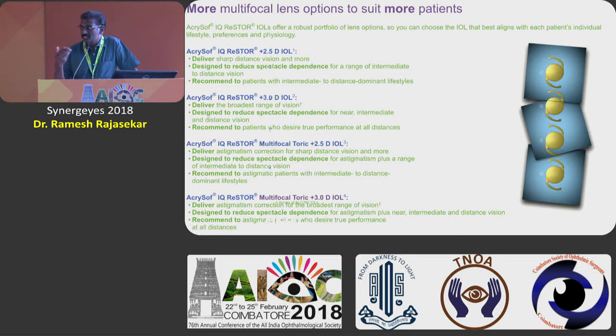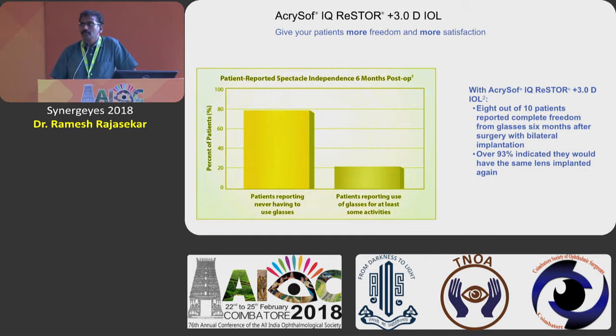If we want to have an extended distance, intermediate and near, we can go for a +3 again with the toric combination also. And even I tell my patients when I operate on them, there will be a possibility of a minimal requirement for a near add in certain dim illuminated situations. So this sort of minimal preoperative counseling is very essential so that the patient understands what's going to happen.